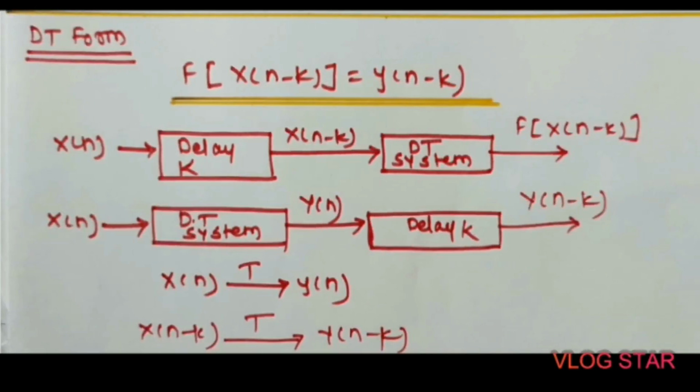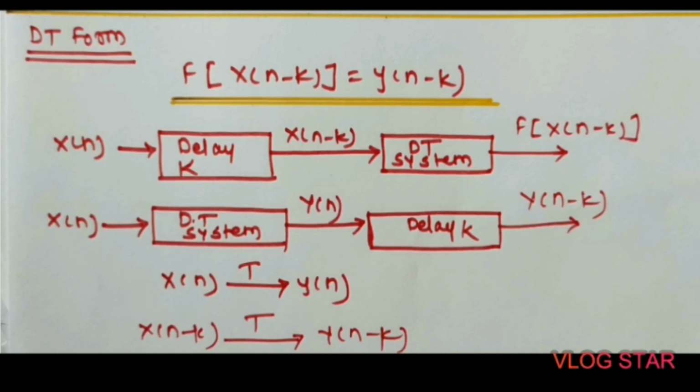Next is the shift invariant and shift variant discrete time systems. A discrete time system is said to be a shift invariant system if a shift in the input signal results in a corresponding shift in the output. Otherwise, the system is shift variant.